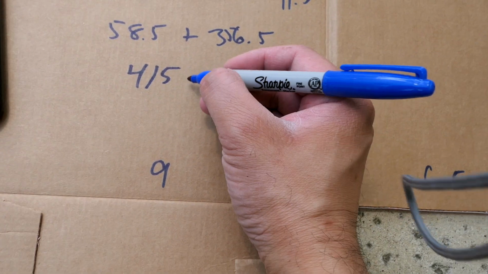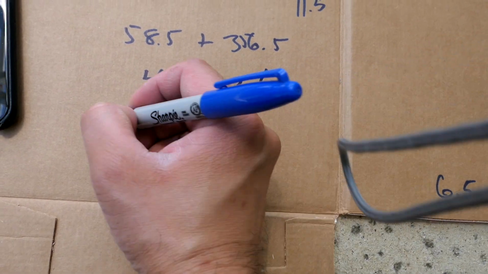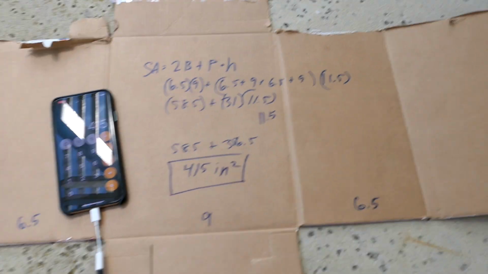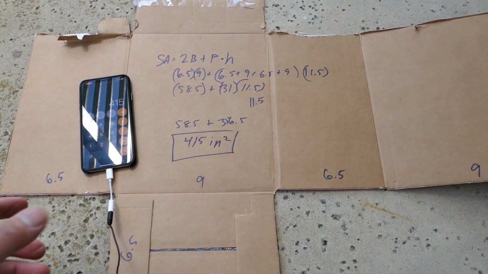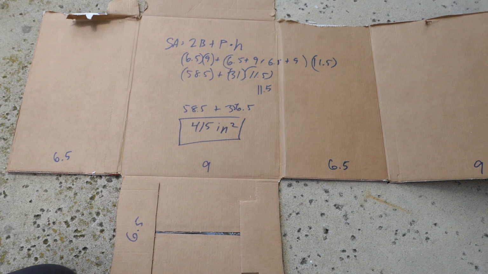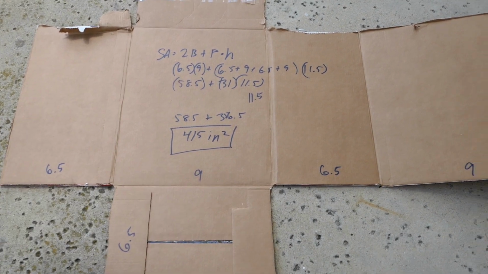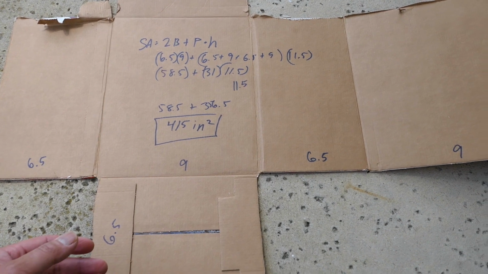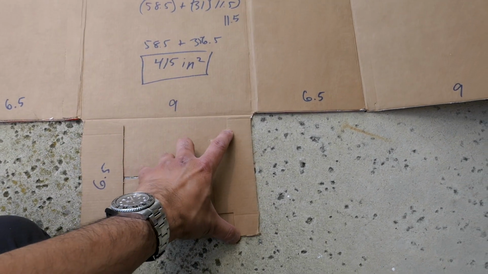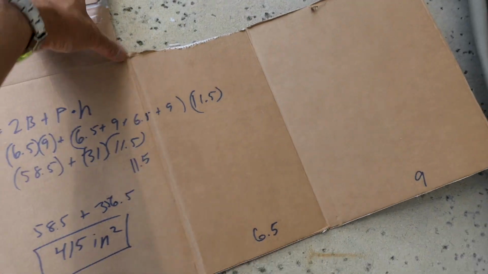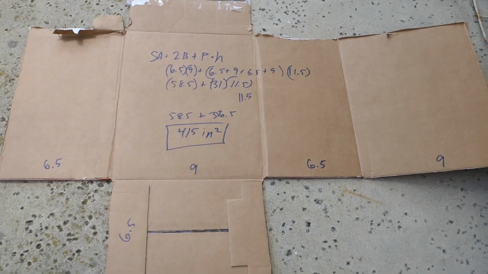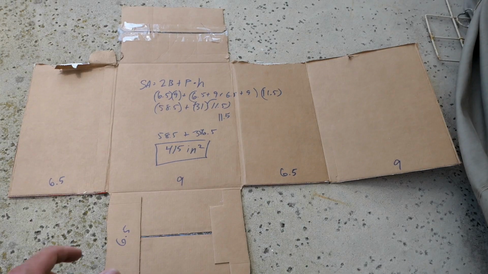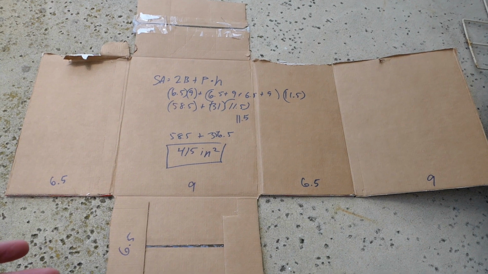415, and I measured all this in inches squared. So the surface area of this cereal box, if you needed to make one, you would need 415 square inches of cardboard. Plus, you probably have to add a little bit because there are these little flaps here and here, and I cut them off at the top and bottom. But basically, if you had to make a guess, it would be 415 square inches.